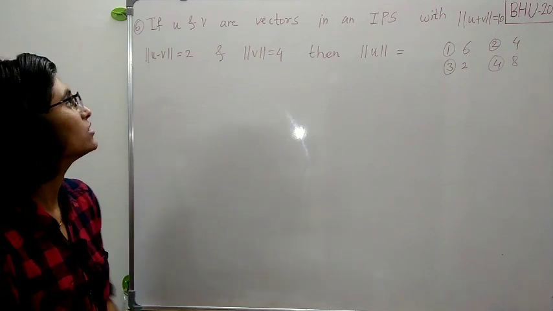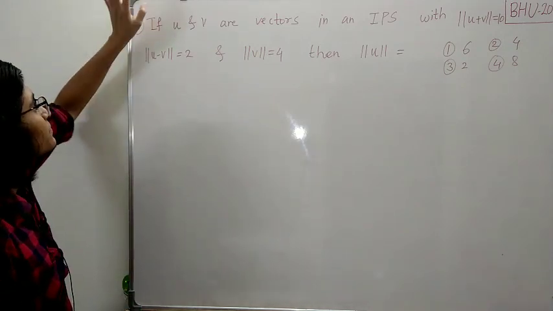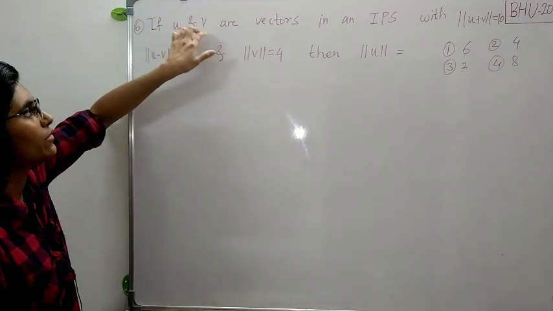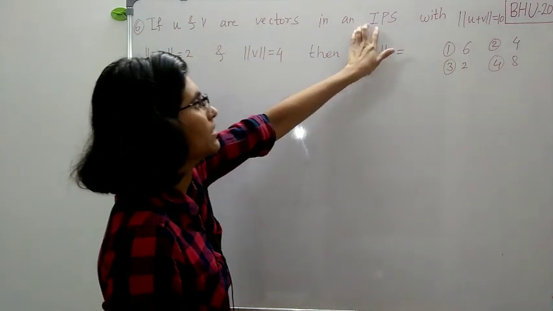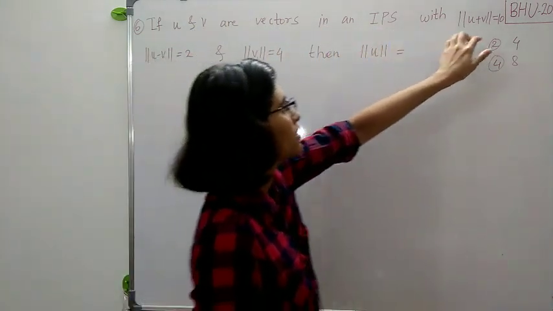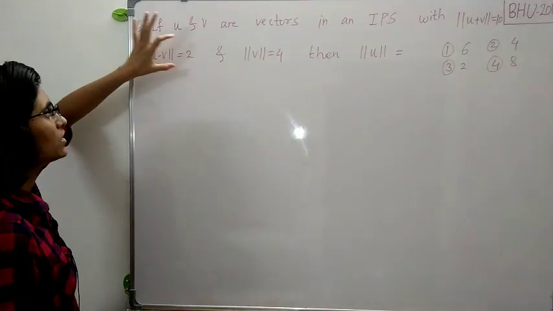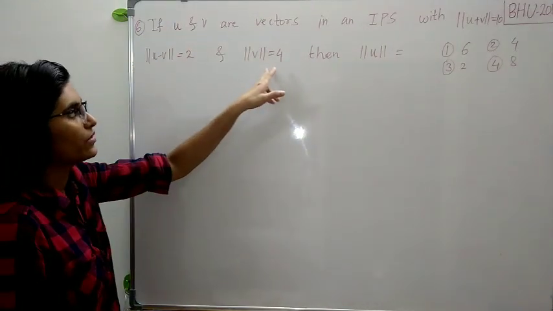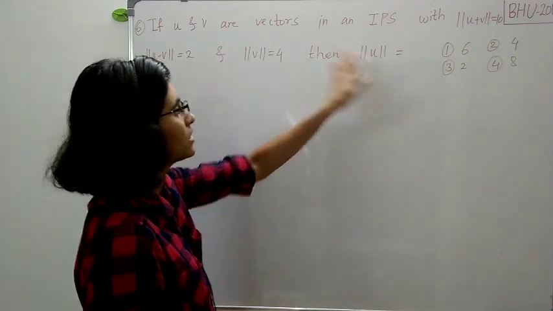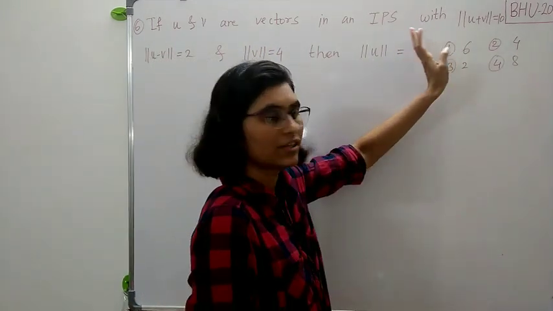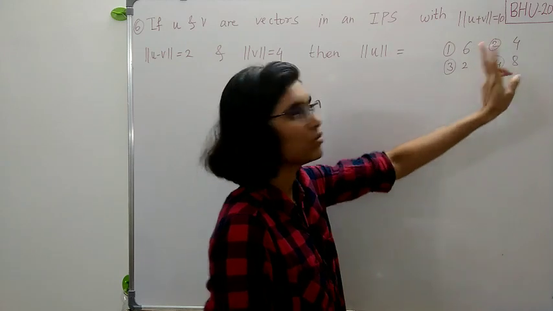So another question, this is question number 6. If u and v are two vectors in an inner product space with norm of u plus v equal to 10 and norm of u minus v equal to 2 and norm of v equal to 4, then norm of u is equal to, the options are 6, 4, 2 and 8.